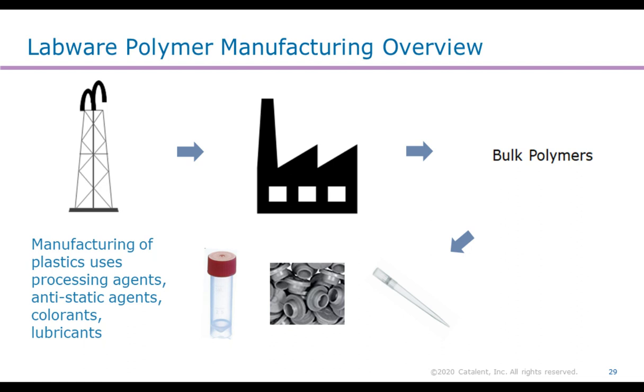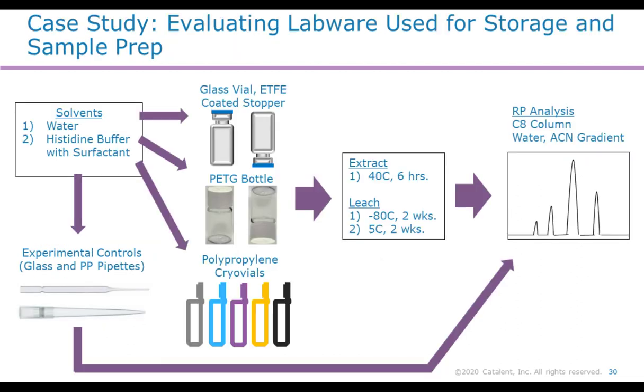Each manufacturer may use unique processing agents in the manufacture of their plastics, and this can lead to a different set of extractables and leachables. The extractables and leachables from polymers may be completely inert and not impact product stability, but can present a problem for certain testing, as will be shown later.